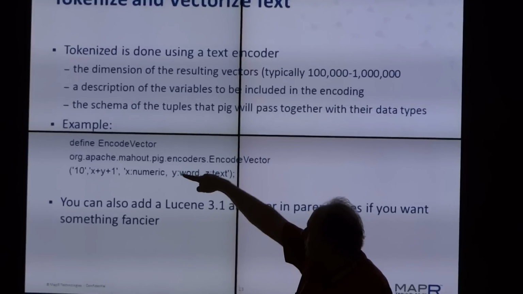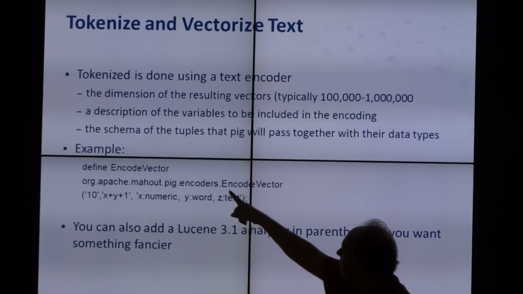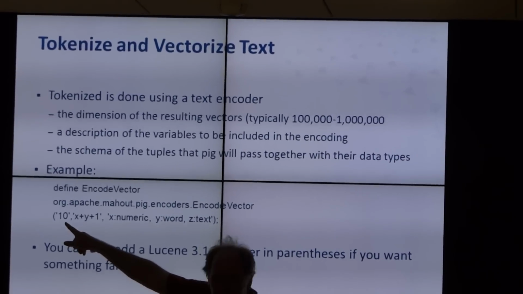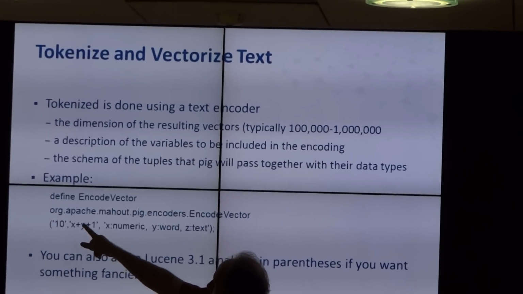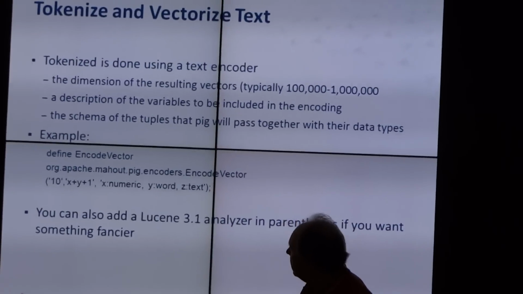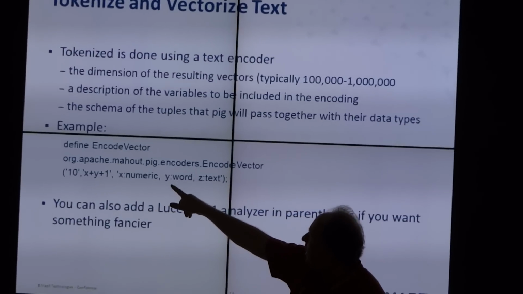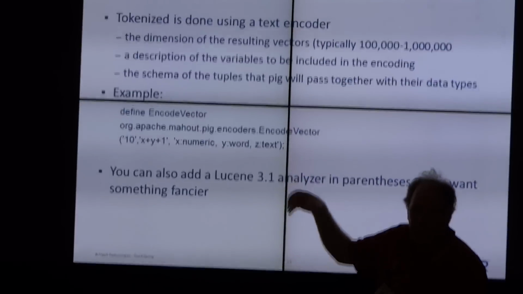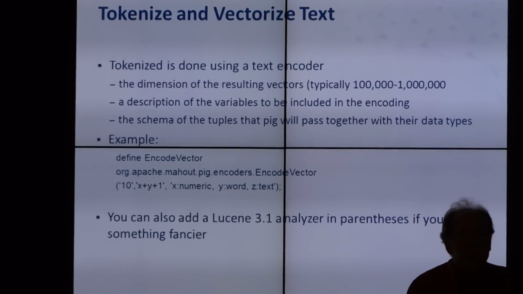This encode vector code here says we're going to define a function called encode vector, and it's this class, encode vector. It's clever naming, and it's going to produce 10-dimensional output. The output is going to have the x and the y variables and an offset variable in it. And the schema of the input given to it is x is numeric, y is a word-like thing, and z is text. Text is a sequence of words. And since z isn't even mentioned here, it will be ignored, but it will be accepted.